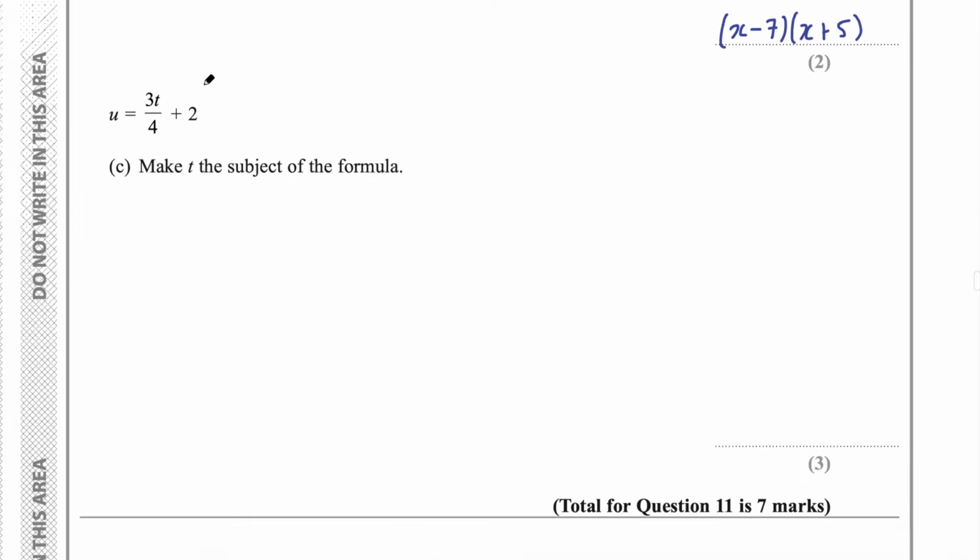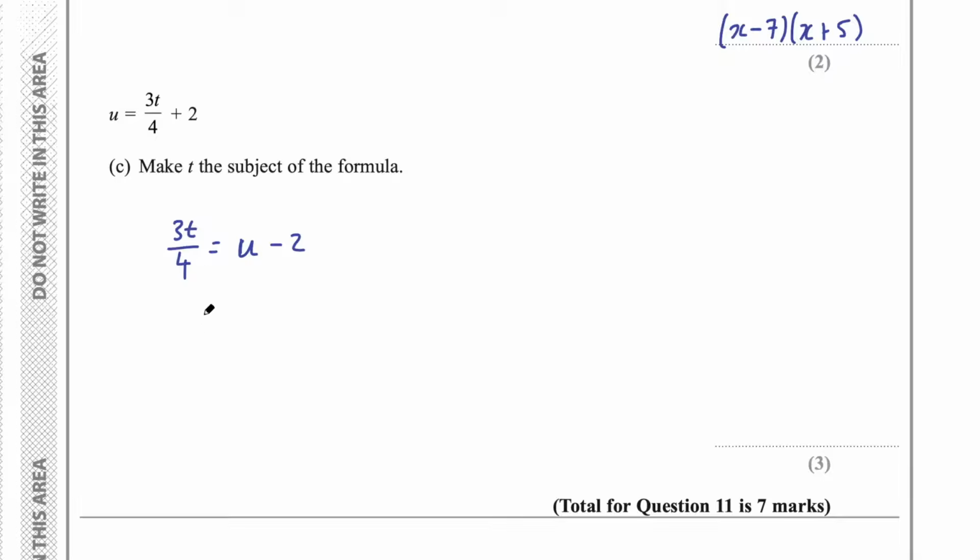Part C gives us an equation u equals 3t over 4 plus 2, and part C says make t the subject of the formula. So t's over here, so I'd start by subtracting that 2 from the left hand side. So we'd get 3t over 4 equals u minus 2.